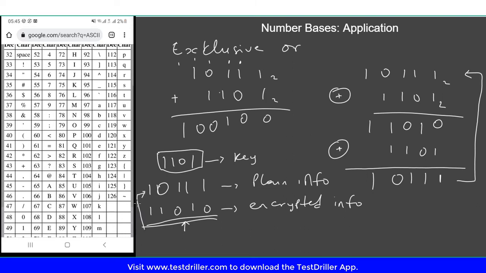So the idea of a key is very important in data security. In fact, that is basically what determines if data is secured or not. This particular key is used to lock and it's also used to unlock. So if you lock a plain information, you will get an encrypted information. If you add that same key to the encrypted information, it gives you back the original plain information. So that is the principle behind how data is secured whenever data is transferred from one point to another.